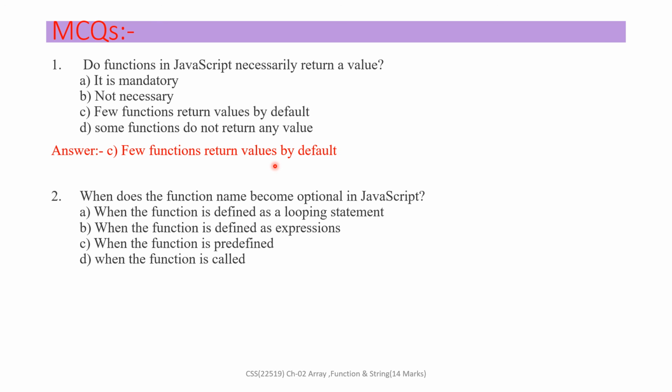Now the second question is: when does the function name become optional in JavaScript? When the function is defined as a looping statement, when the function is defined as an expression, when the function is predefined, when the function is called. And the answer is when the function is defined as an expression.